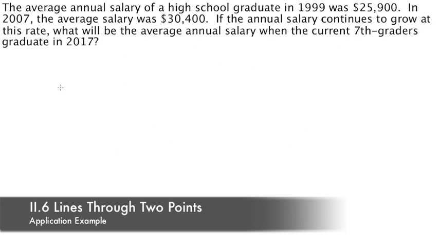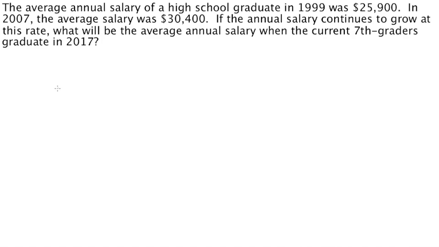So let's consider a simple application of finding the equation of a line given 2 points. So consider this problem. The average annual salary of a high school graduate in 1999 was $25,900. In 2007, the average salary was $30,400. If the annual salary continues to grow at this rate, what will be the average annual salary when the current 7th graders graduate in 2017?